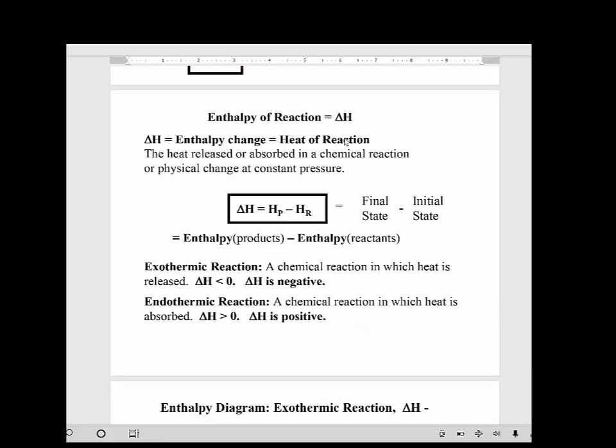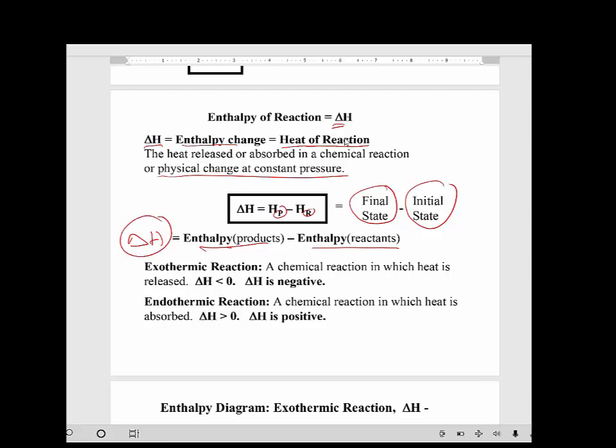Enthalpy change for a chemical reaction, again, delta H. We're going to call it simply heat of reaction, heat of the chemical reaction. It's the heat released or absorbed in a chemical reaction or a physical change at constant pressure. It's equal to the enthalpy of the final state minus the enthalpy of the initial state. For a chemical reaction, the final state is the products and the initial state is the reactants. So enthalpy of products minus enthalpy of reactants is equal to delta H. If we have these delta H's tabulated for different molecules, we could simply add and subtract and get a result for delta H.